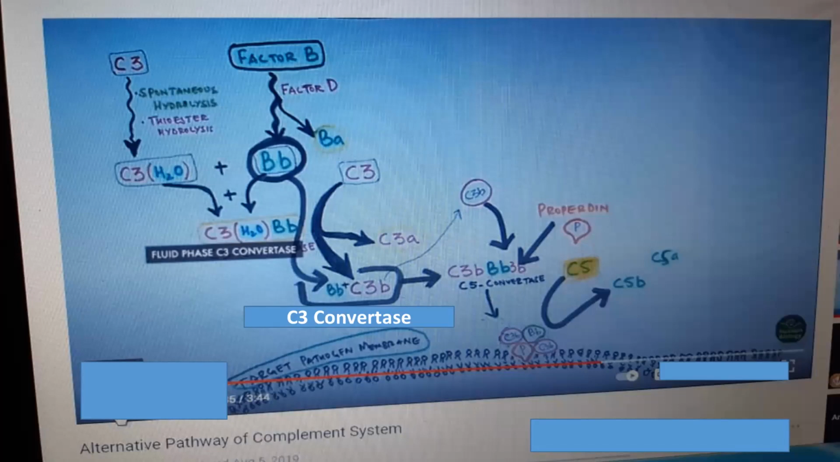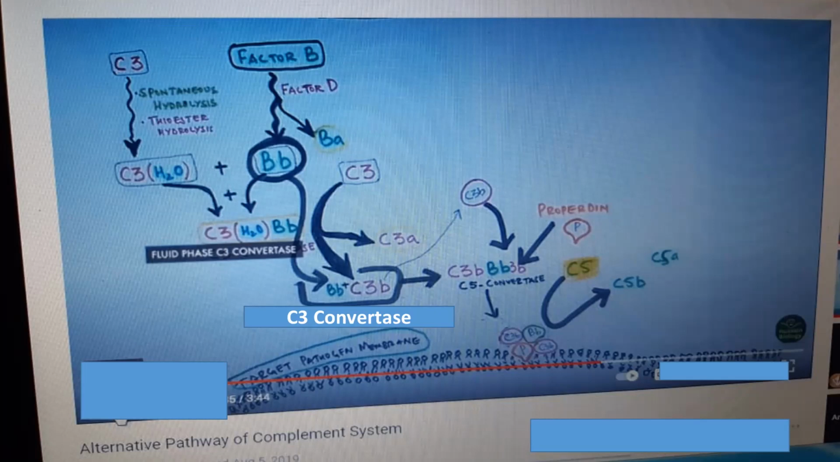Then C3 is converted into C3b and C3a after forming the C3 convertase enzyme. It is broken up into two fragments, C3a and C3b. And hence the properdin binds to the C3 convertase enzyme to give stability to the enzyme, and ultimately the C5 convertase enzyme is formed, which is C3b, Bb, and C3b. This is a C5 convertase enzyme, which converts the C5 into two portions, C5a and C5b.